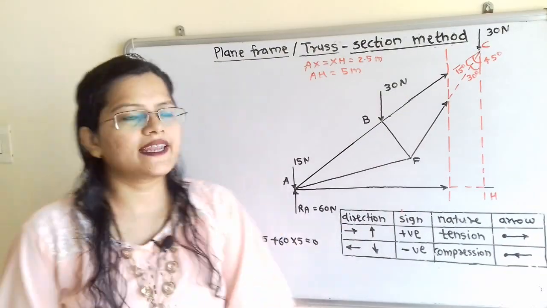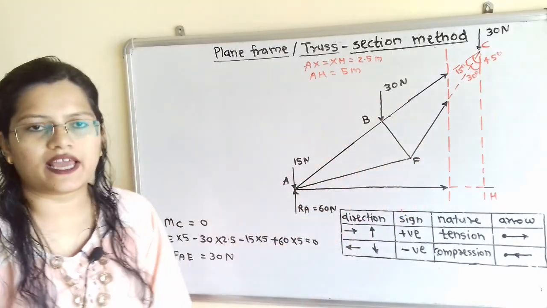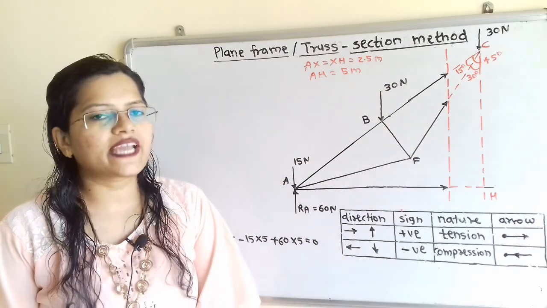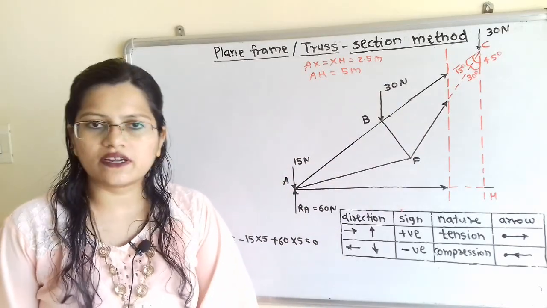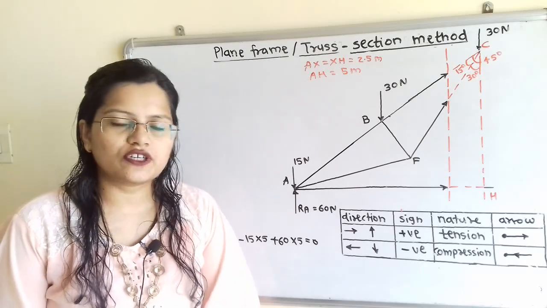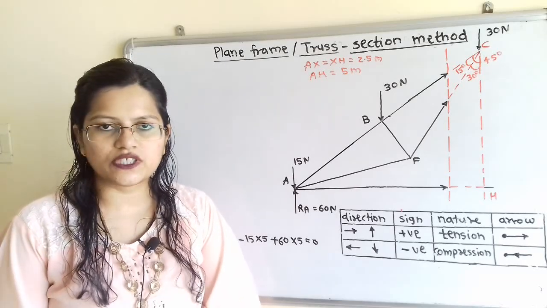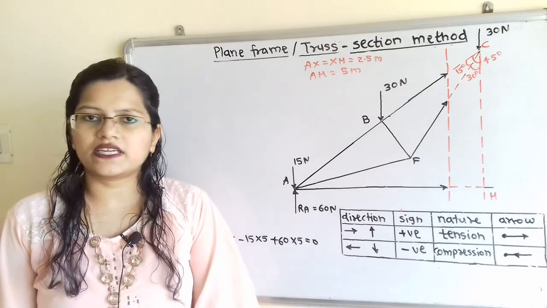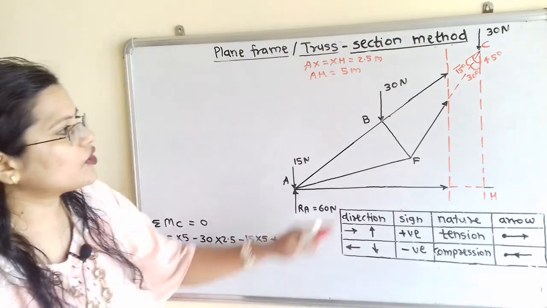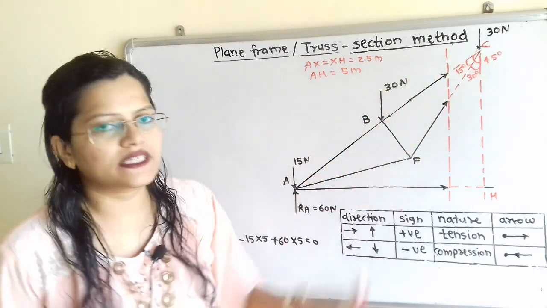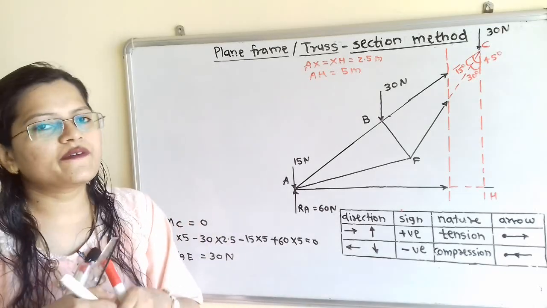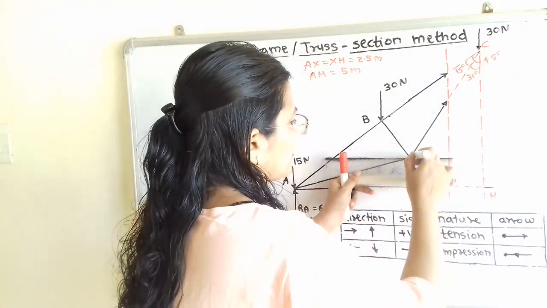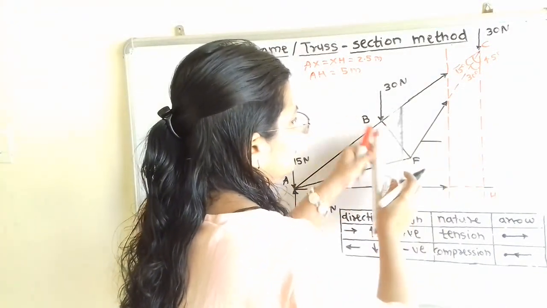We will consider the left hand side part of the section line. If we consider the equilibrium of the diagram, then we can apply summation of all vertical forces is equal to 0, summation of all horizontal forces is equal to 0, and summation of moment of all the forces about any moment center is equal to 0. Now BC as well as FC are the two inclined members. So we will resolve these members into two components, horizontal component and vertical component. So I will resolve here.